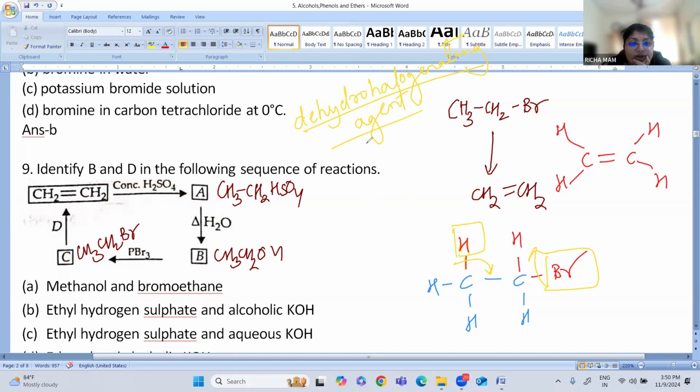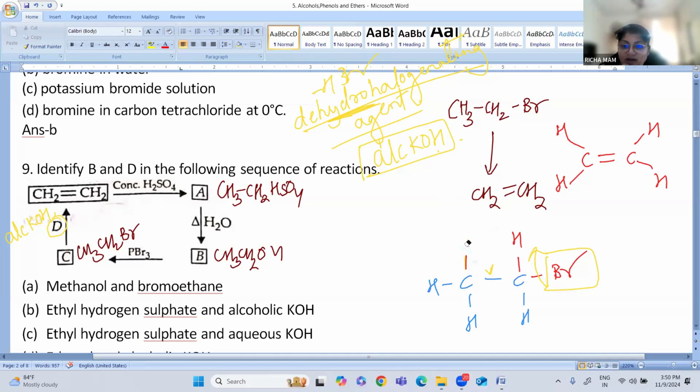Remember, for haloalkanes and haloarenes, the dehydrohalogenating agent is alcoholic KOH. So which is our D? D is the alcoholic KOH. So when you use alcoholic KOH, what is it going to do? It is going to remove dehydro. Hydro means hydrogen and halogen means halogen. So it is going to remove one hydrogen and one halogen.